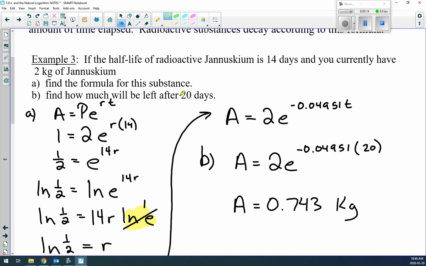How much will be left after 20 days? So A, we're looking for A now. Why do we start with 2? Because we currently have 2 kilograms of it. e is whatever it is. Where did this number come from? Well, that's the rate that we just calculated. And t is time, 20.